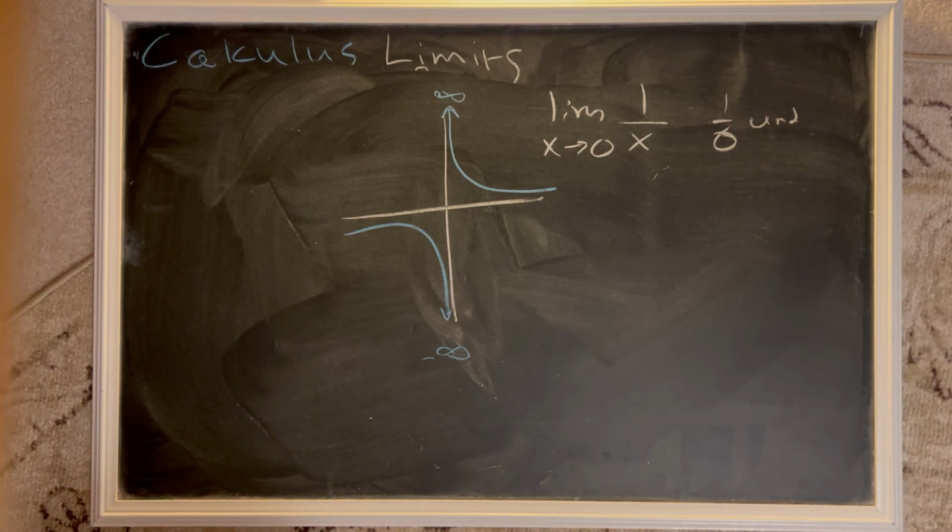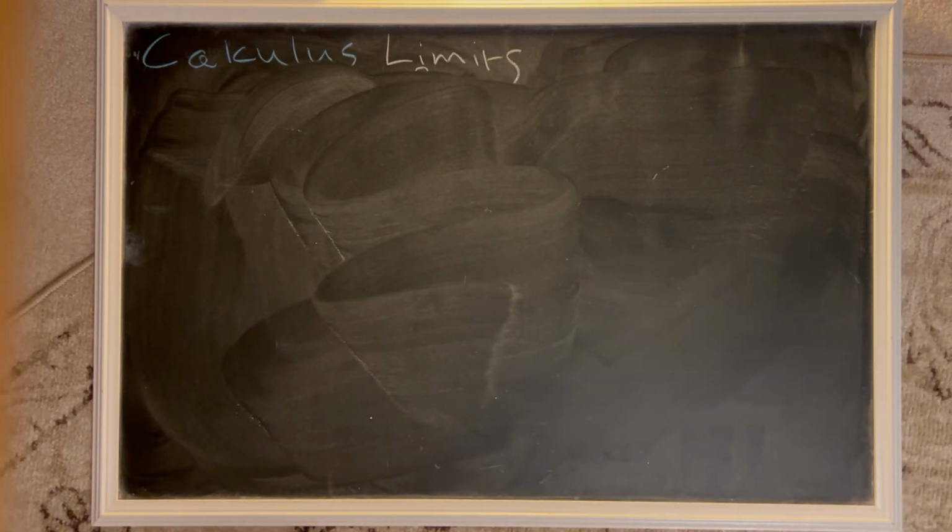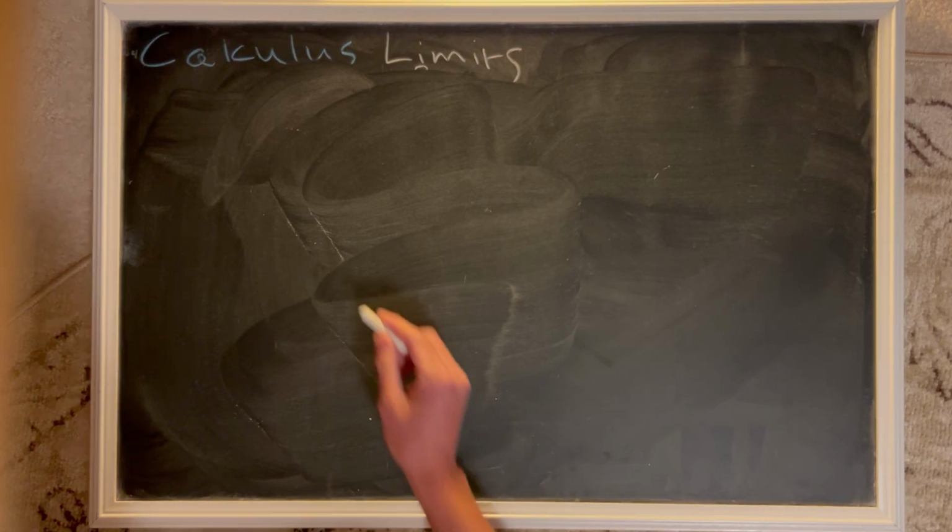So that's when a limit does and does not exist. Now, let's look at some examples of finding limits. So let's say we wanted to find the limit of this function.